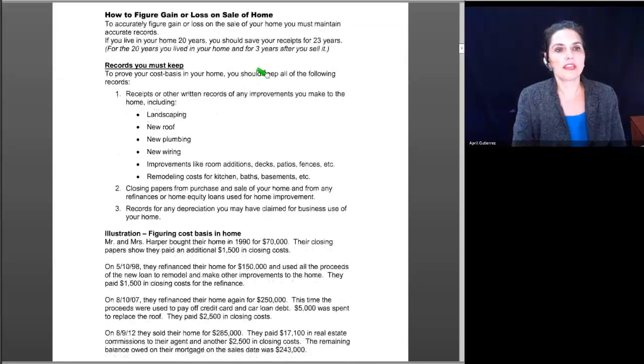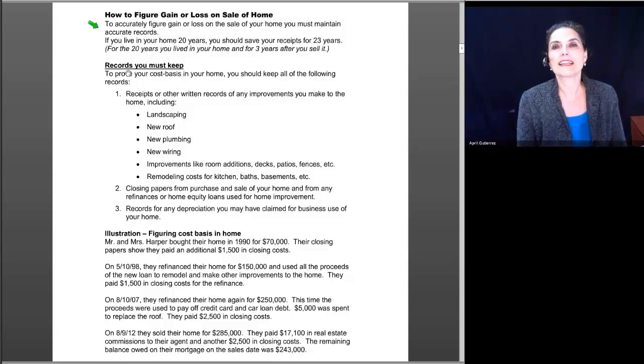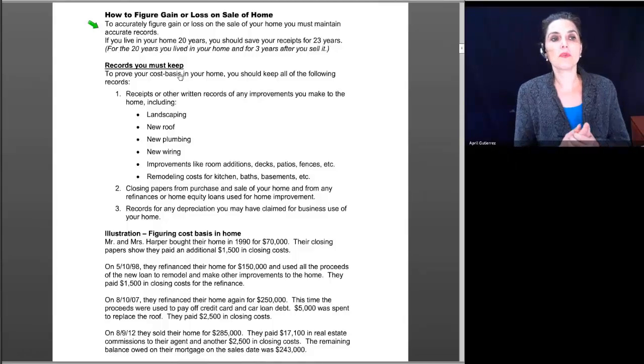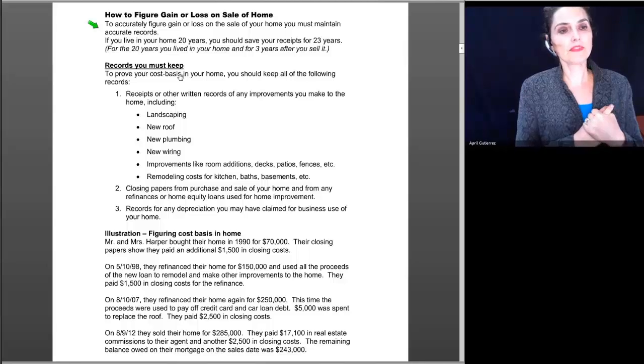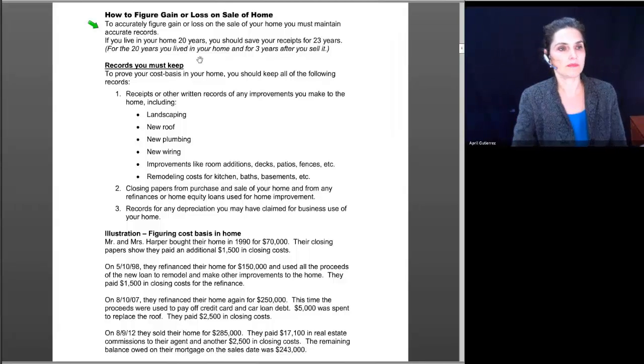Now, how do you figure your gain or loss on the sale of home? In that earlier example, I just showed you real simple. He sells for $180 and he pays $150. There's this $30,000 profit. It's technically a little more complicated than that. Anytime you're dealing with a capital asset, you are dealing with many, many factors that go into calculating out the basis. So we're going to talk about some of those.